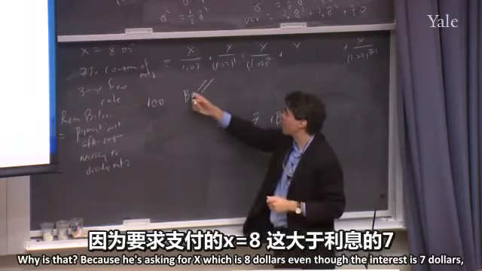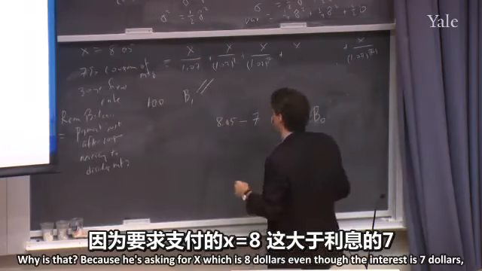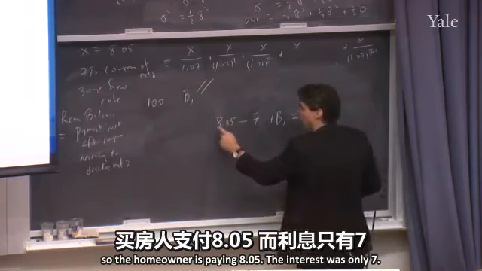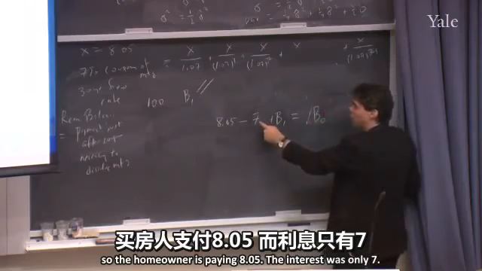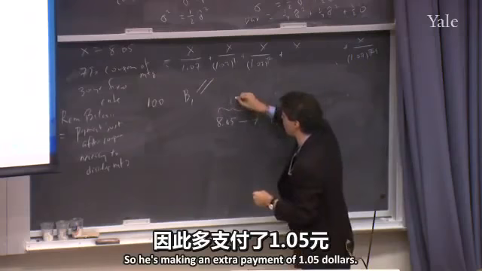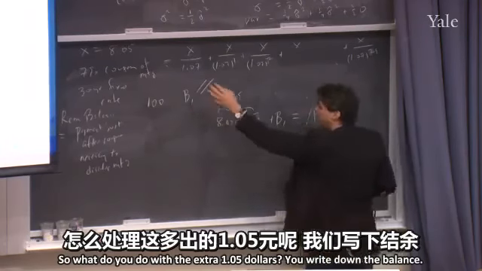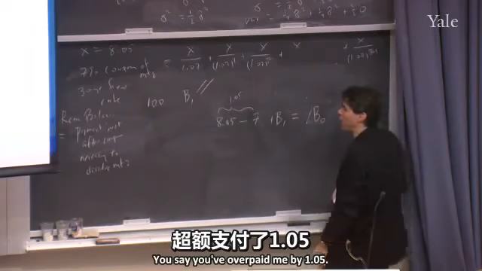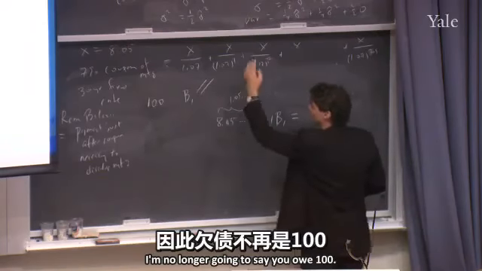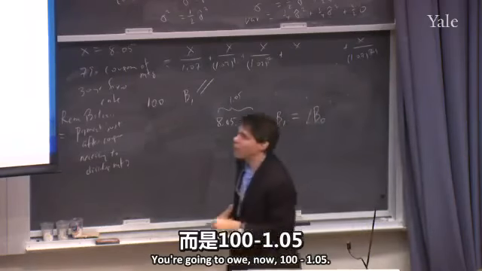Why is that? Because he's asking for X, which is $8, even though the interest is $7. So the homeowner is paying 8.05, and the interest was only 7. So he's making an extra payment of $1.05. What do you do with the extra $1.05? You write down the balance. You say, okay, you've overpaid me by 1.05, so I'm no longer going to say you owe 100. You're going to owe now 100 minus 1.05.